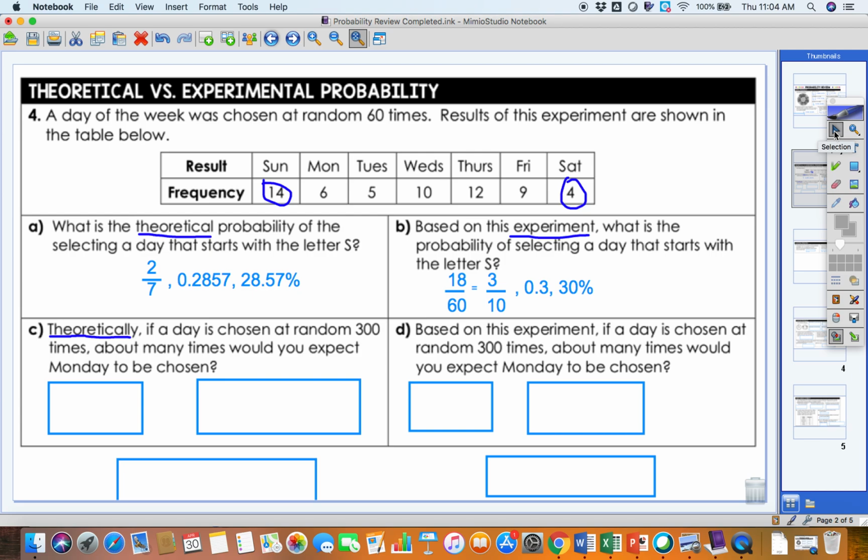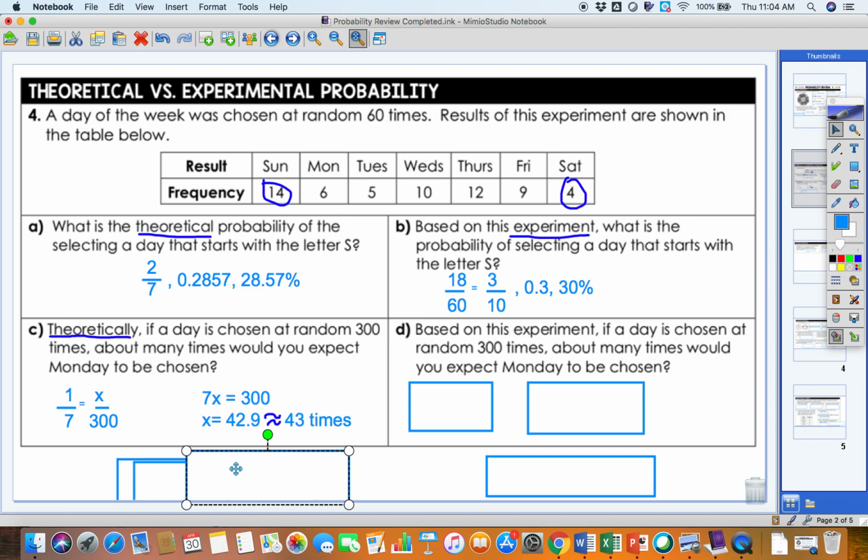So here, if a day is chosen at random 300 times, about how many times would you expect Monday to be chosen? So when we set up our proportion, because it says theoretically, we're going to use our theoretical probability, which is there are 7 days in a week, only one of them is Monday. So 1 out of 7 is the first part of our proportion, and that is equivalent to x over 300. Then to solve proportions, you cross multiply, you get 7x equals 300. When you divide to solve for x, you get 42.9, which is approximately 43 times.